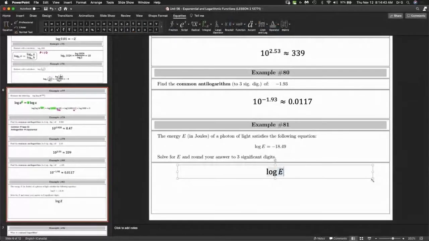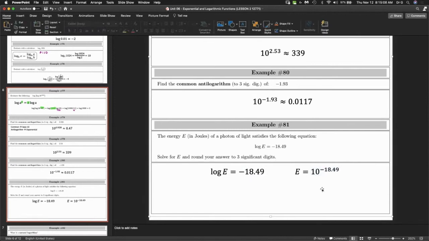We could have log E is equal to negative 18.49, or you could have the exponential form, which is: E is the answer, the base is 10, and the exponent is whatever the logarithm equaled, which is in this case negative 18.49. And then I'd ask you, which of these 2 versions of the same equation would give you the better path to the answer? So which one should we use, the left one or the right one?